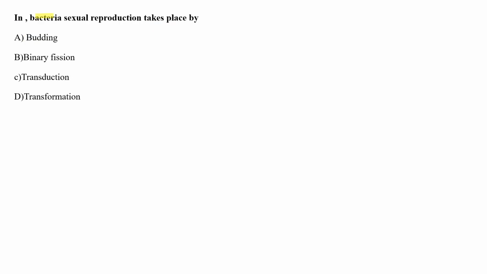Now in bacteria, sexual reproduction takes place by A. Budding, B. Binary fission, C. Transduction, and D. Transformation. What happens is in bacteria, sexual reproduction does not take place, but the genetic exchange occurs by the methods of transformation and transduction. So C and D can be correct options.